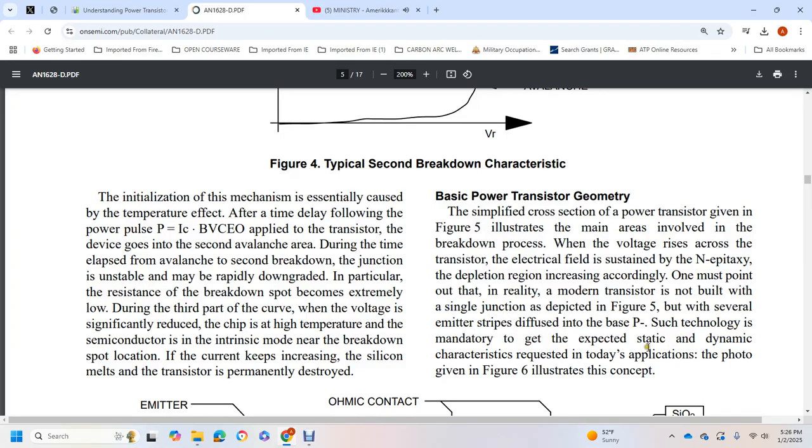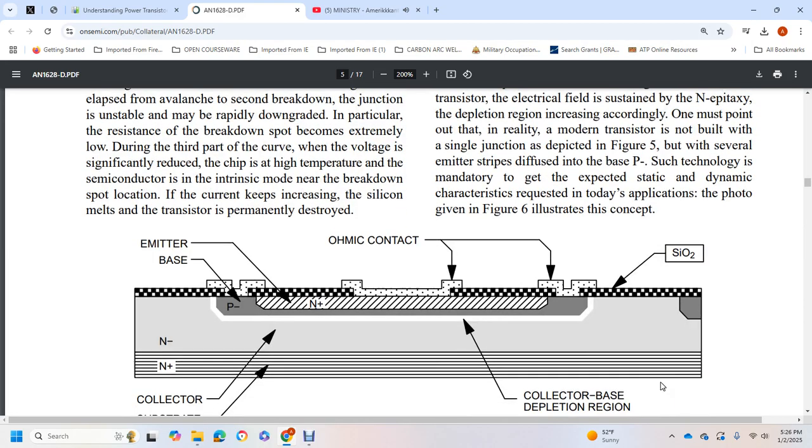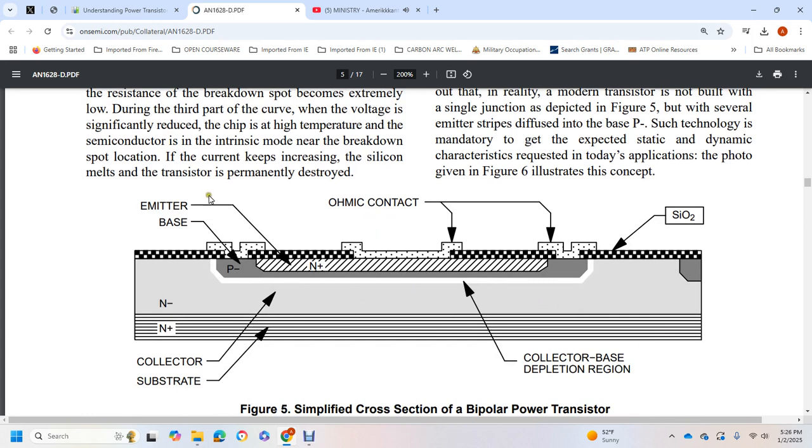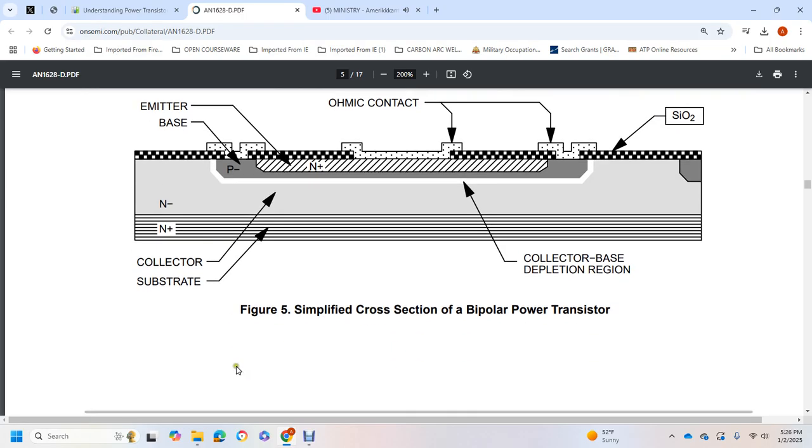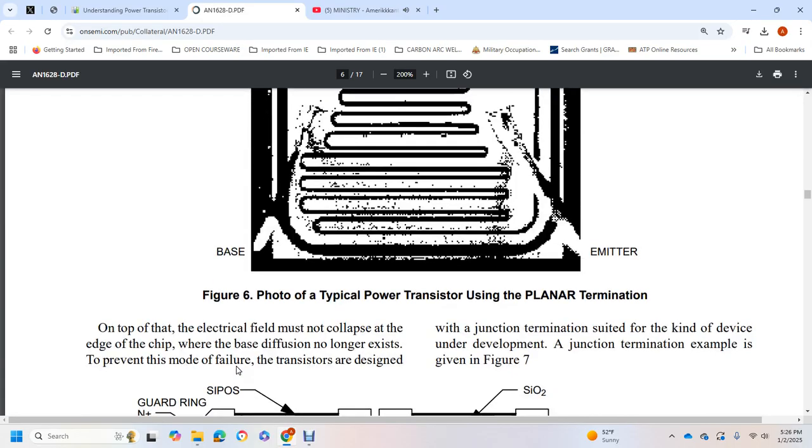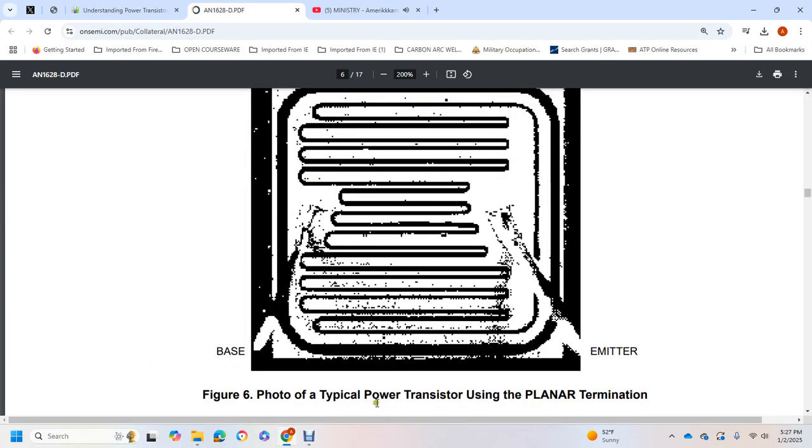Such technology is mandatory to achieve the dynamic characteristics required by today's applications. The illustrative concept shows an emitter-base contact, the silicon collector-base depletion region, the collector, and the substrate. Figure 6 shows a photo of a typical power transistor planar termination, base and emitter.